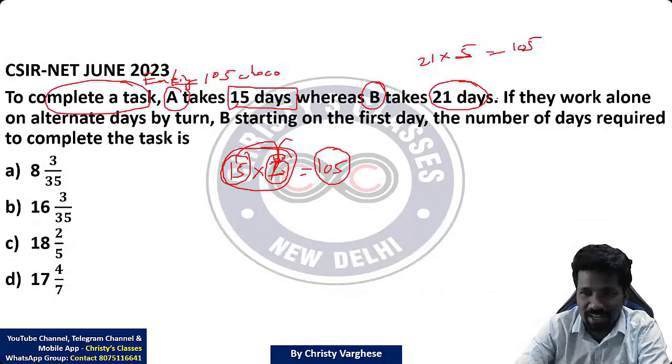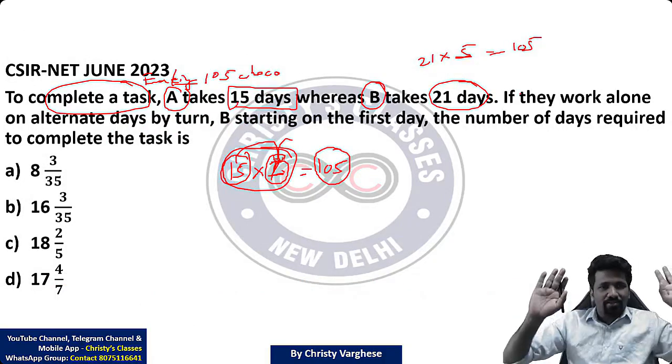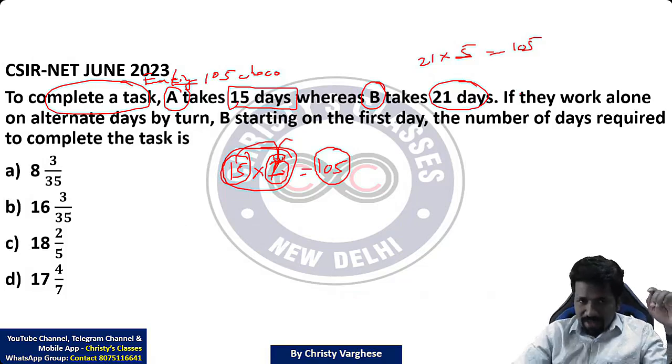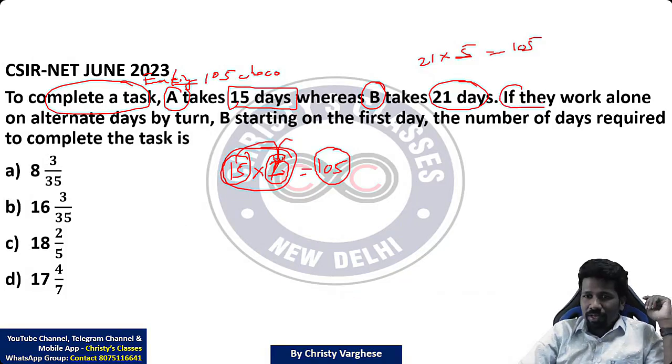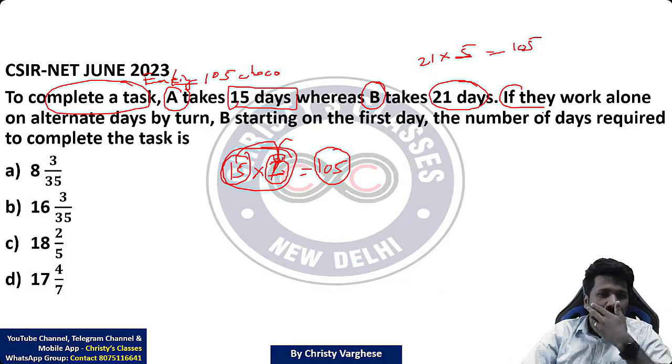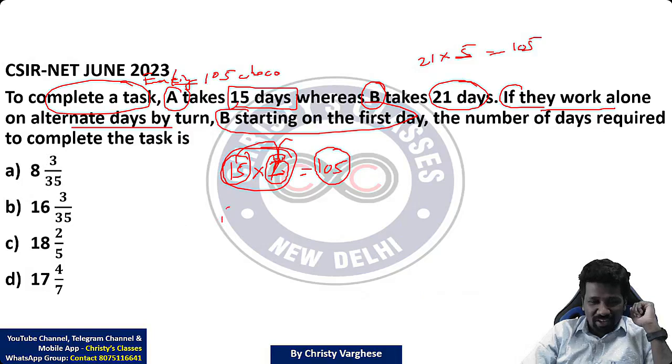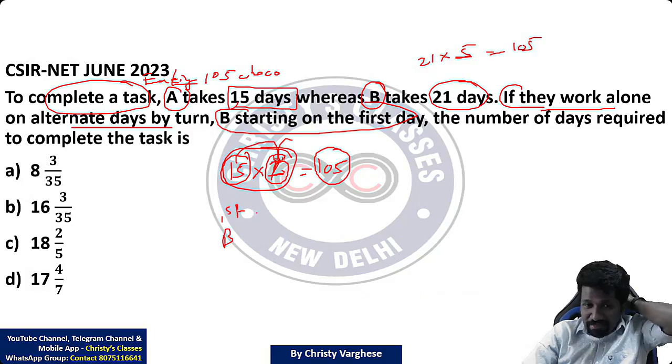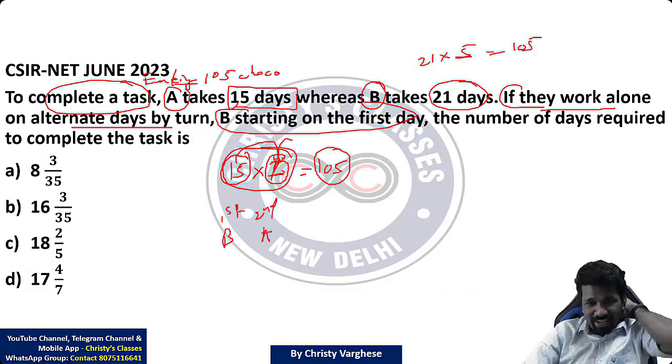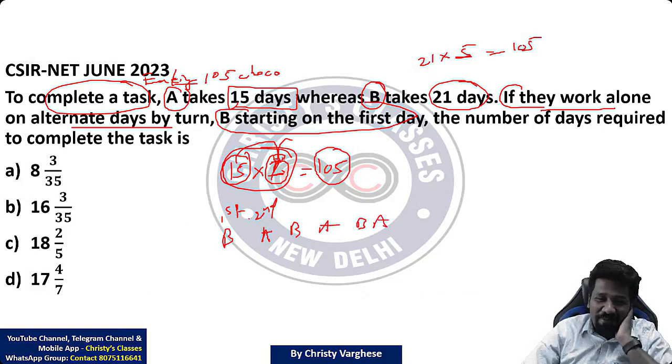अभी question read करिए. Till here, it is similar to all the previous questions we did. But from here, they are saying that they are doing it together, but not every day. If they work alone on alternate days by turn, B starting on the first day. First day B work करेगा. Second day B work नहीं करेगा, A work करेगा. Then B, then A, then B, then A. Are you getting the point?